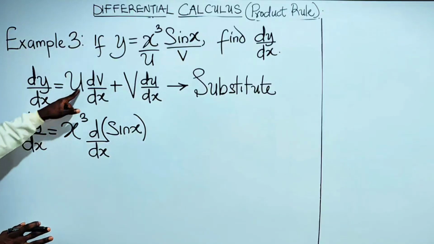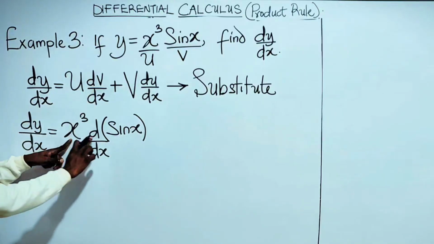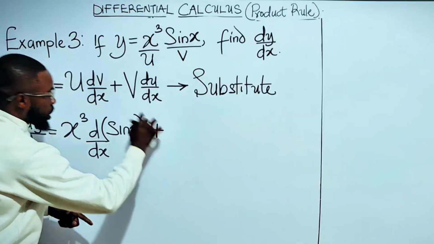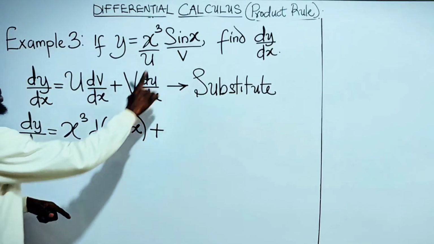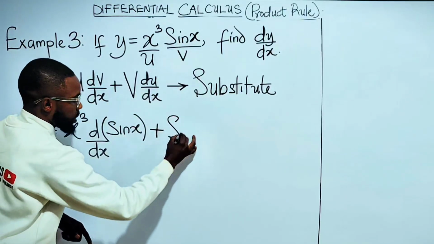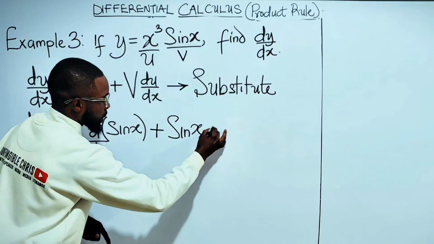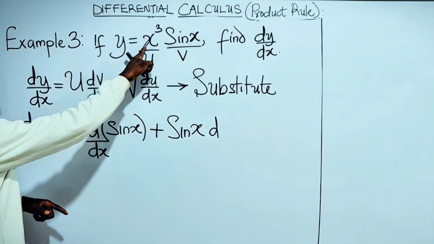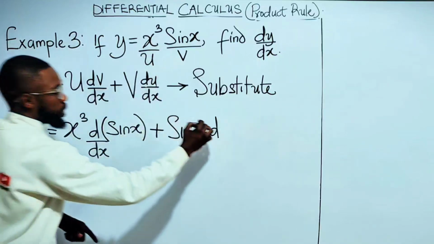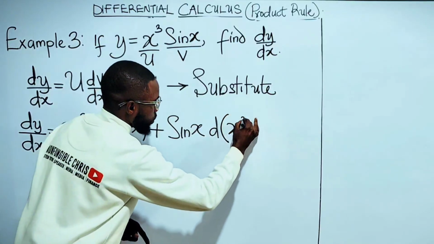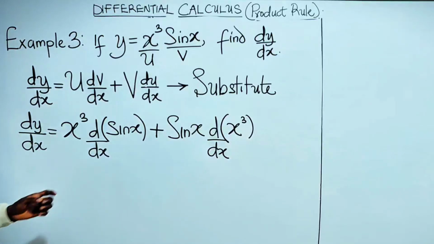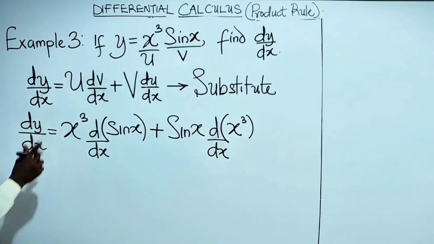So we have u dv over dx. Now plus the value of v, which is sine x, times du, where u is x raised to power 3, so d of x raised to power 3 over dx. Very, very simple. Now what do we do? The next thing is to leave this value. We don't touch this value, like we said.